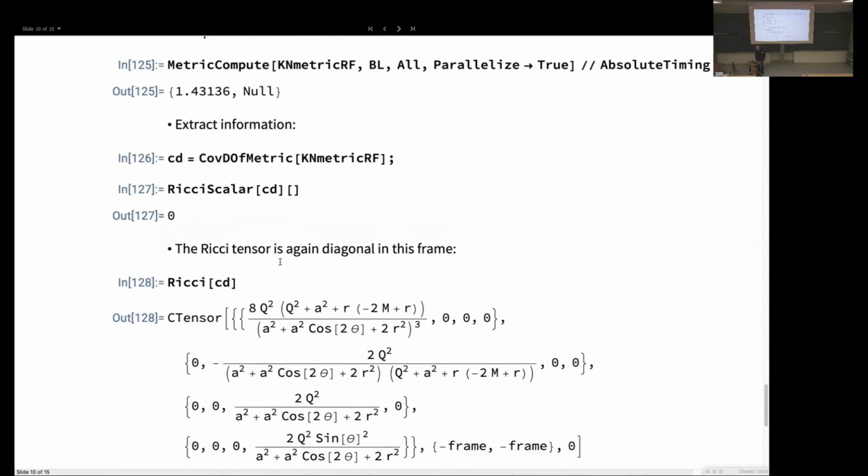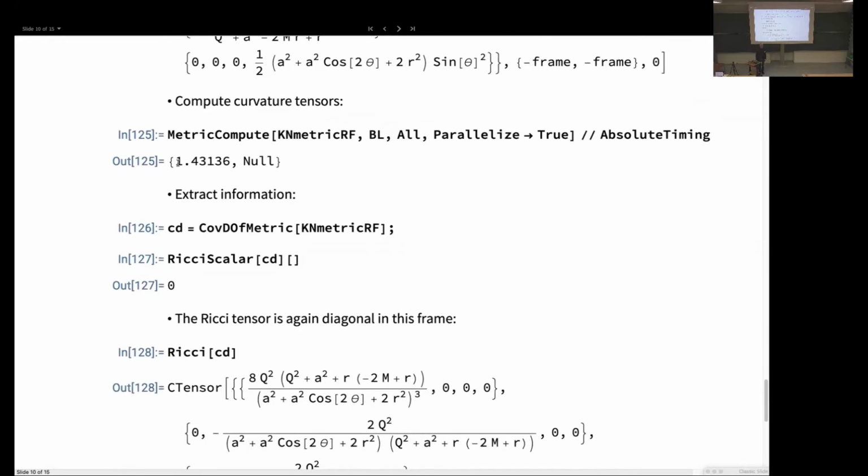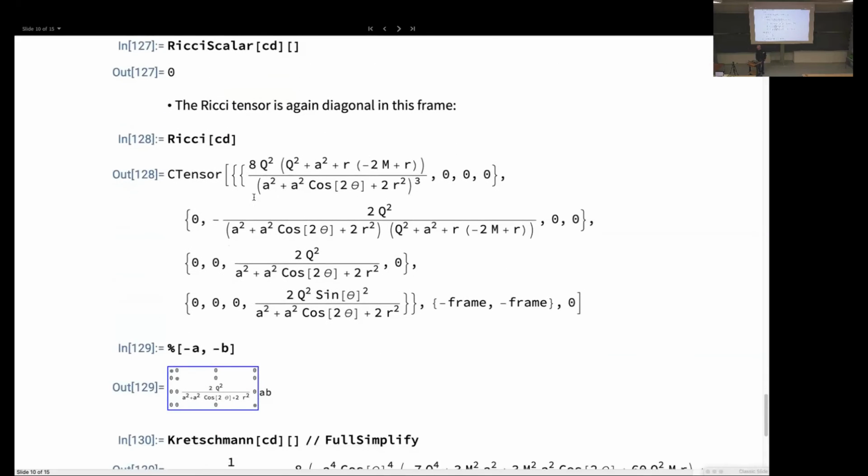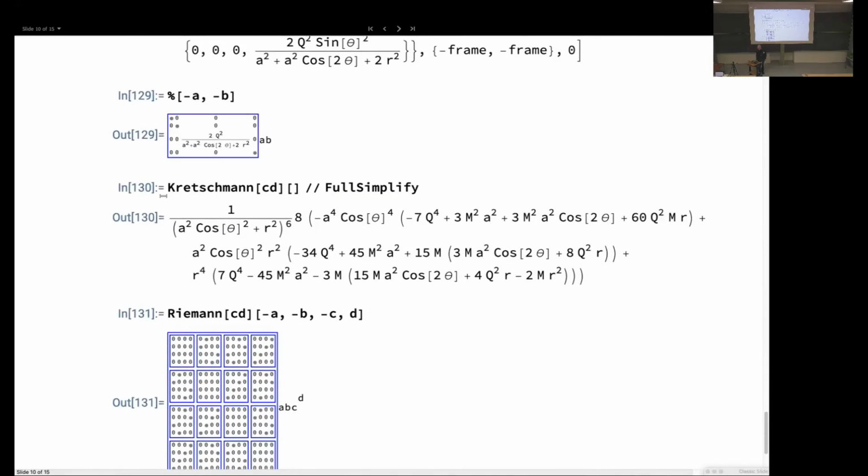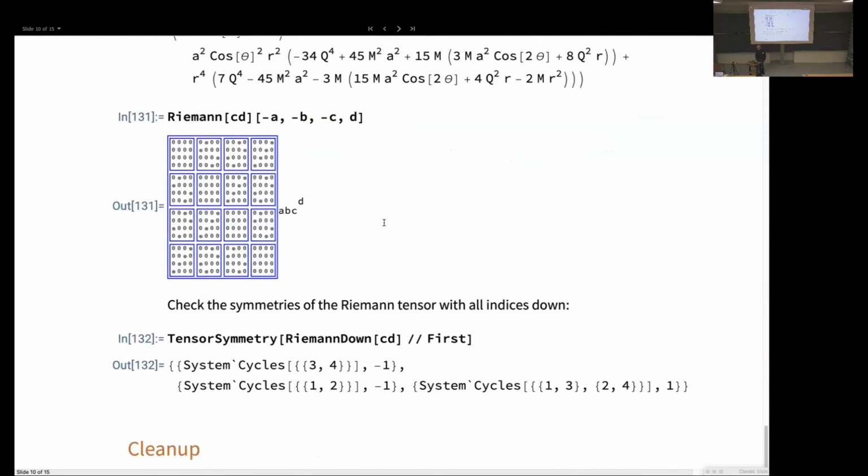So now we can compute, and you see, instead of 8 seconds, it takes 1 second, because we are doing this in a diagonal situation. The Ricci is still diagonal. That's the Kretschmann, which is even more simplified than before, but it's the same expression. You can subtract this and the other one, and it's the same expression.